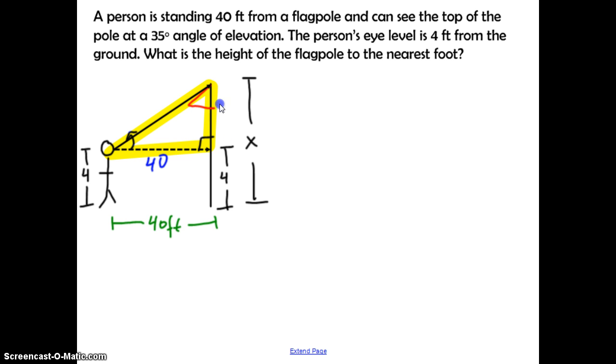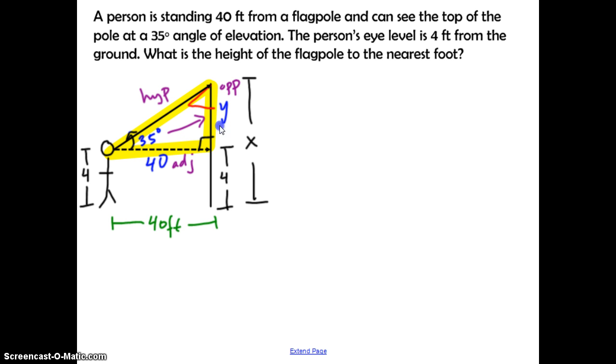Now, we're just going to put another variable here. I'm going to put y. Oh, and I forgot to label this earlier, but this one's a 35-degree angle. So let's go ahead and use SOHCAHTOA to find the value of y. So from this angle, y is going to be the opposite side. And then this is the hypotenuse, so 40 is the adjacent.